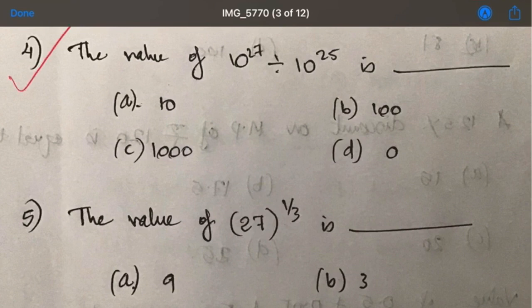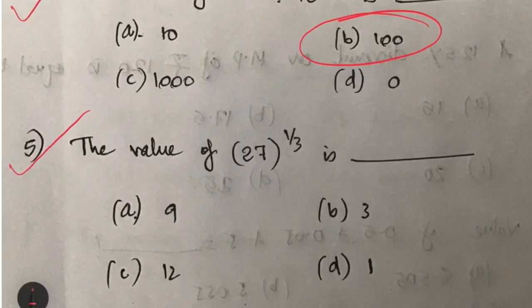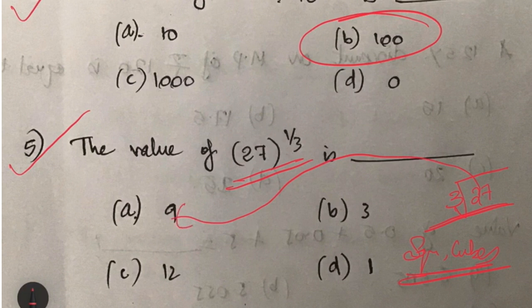So this question, we have already explained, B, 100 is the answer. Coming to the next one, the value of 27 raised to 1 by 3. 27 raised to 1 by 3 means the cube root of 27 is what they are asking. You must be familiar with the basic squares and cubes for the examination. It is very important. So cube root of 27 is, answer is option A, 9. Sorry guys, answer is option B, 3.